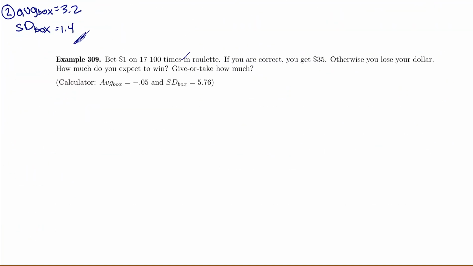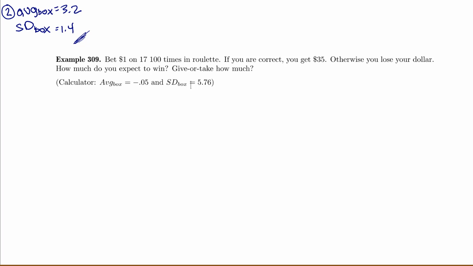Let's see, example 309: bet $1 on the number 17 100 times in roulette. If you're correct, you get $35, otherwise you lose your dollar. How much do you expect to win? Give or take how much? Again, it gives you the average of the box and standard deviation of the box. You could just skip to that point in the video, but I'm going to show you how to actually work it out.